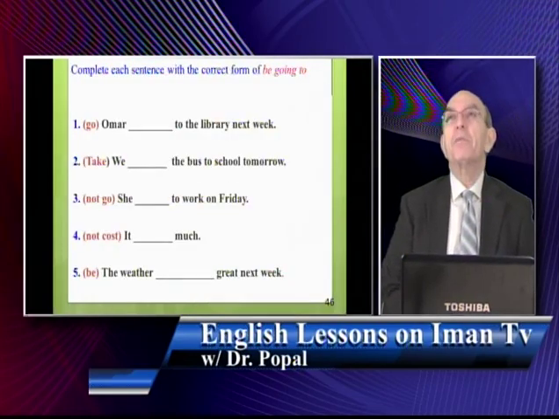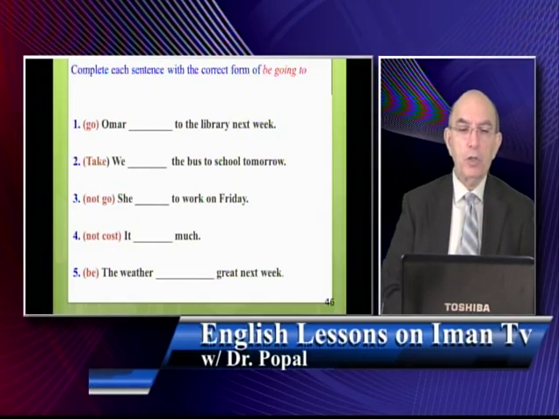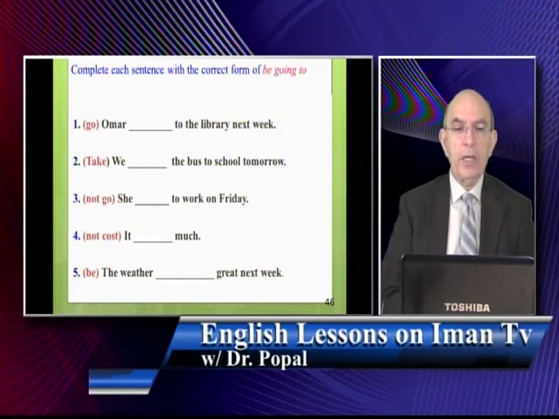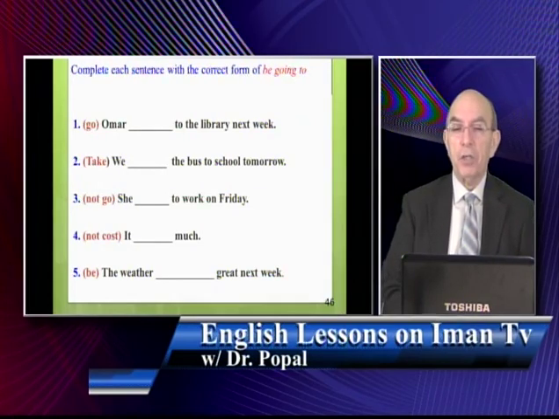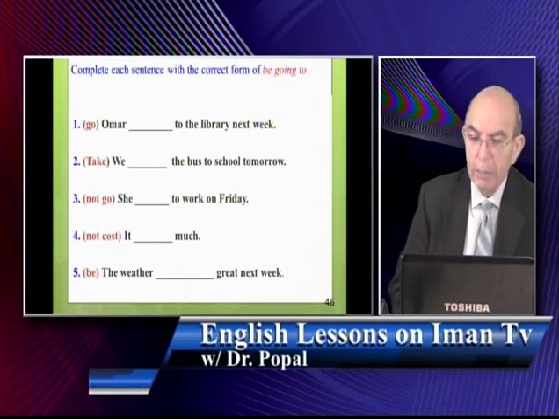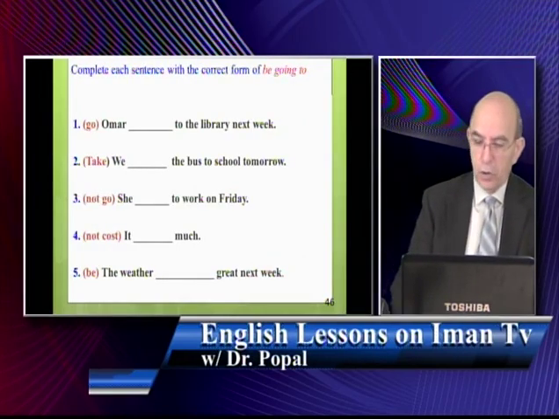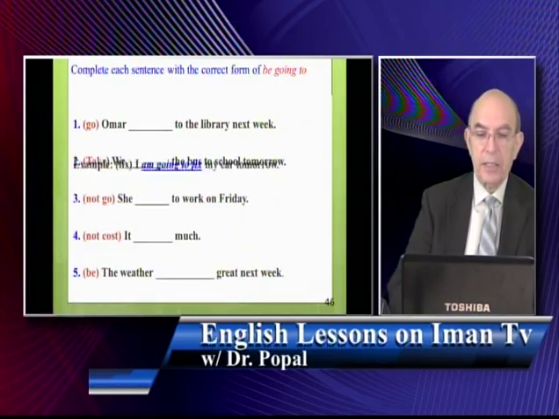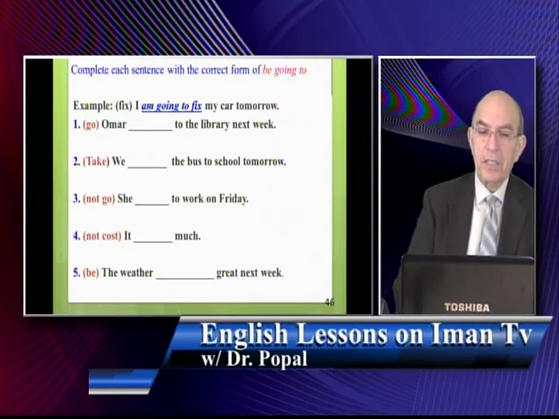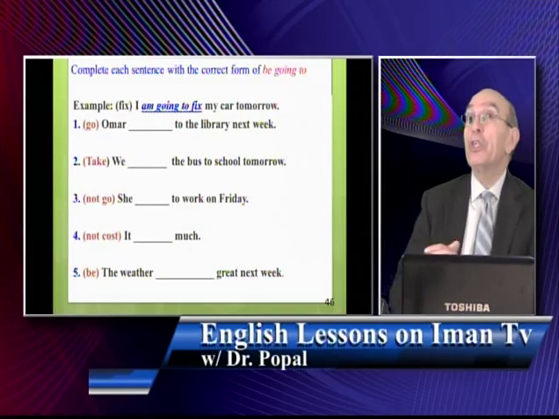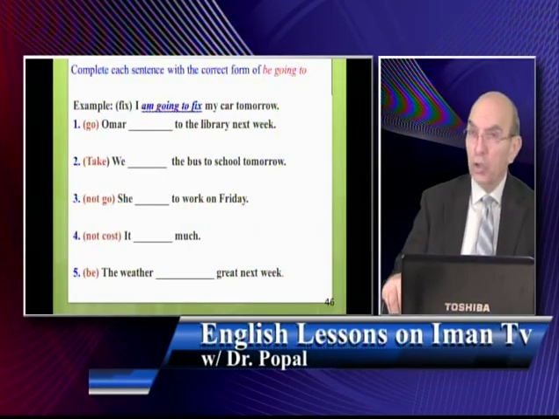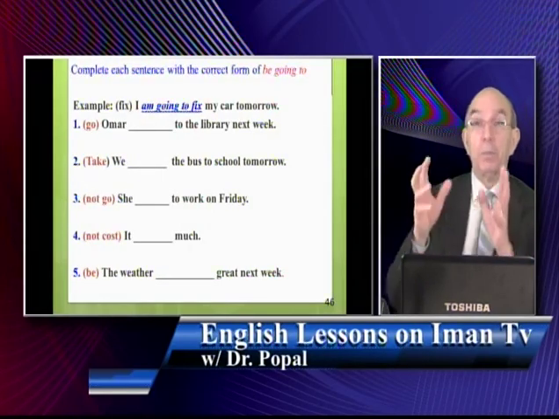Now, I have some sentences for you, and I want you to use the correct form of the verb. Complete each sentence with the correct form of be, going to, and then the verb. Omar to the library next week. So you need to change it like this example. Like fix, you say what? I'm going to fix my car tomorrow. So because of tomorrow, you say, I am going to fix. So am going to means it's future. It means will.